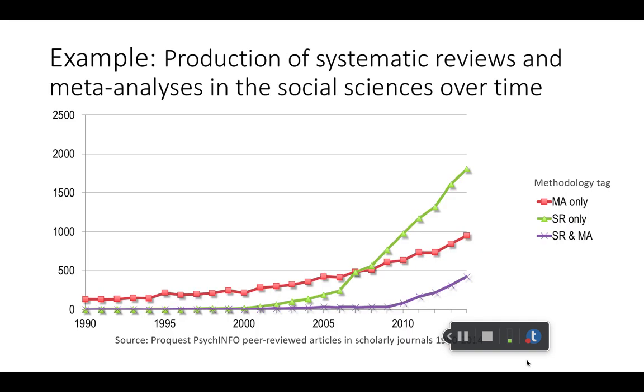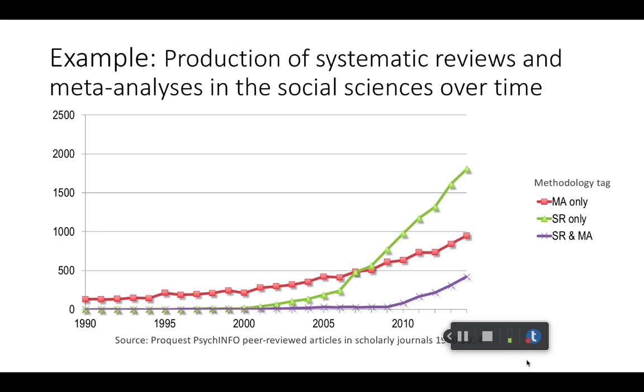Here's some other examples. This is a graphic that Alex Funt and I put together looking at the production of systematic reviews and meta-analyses in the social sciences over time, beginning at 1990. And you see the red line is the number of meta-analyses, the green line represents systematic reviews, and the purple line represents reports that include both systematic reviews and meta-analyses.